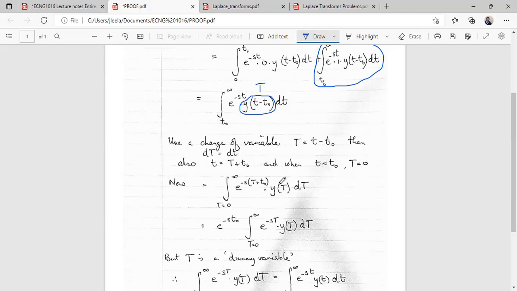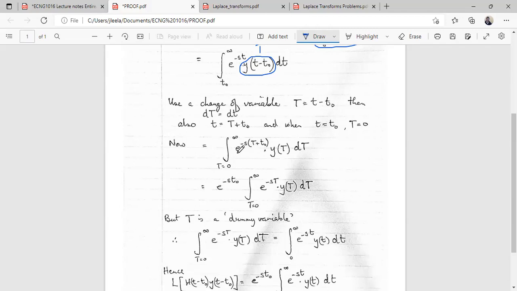So now we can change the variable. We have the minus s, your common t is capital T plus t naught, and your t minus t naught, y of t minus t naught, is y of capital T now. And your dt, d common t, is d capital T. So you have your change of variable here, and you have your new function, which is an integral where you're integrating with respect to capital T.